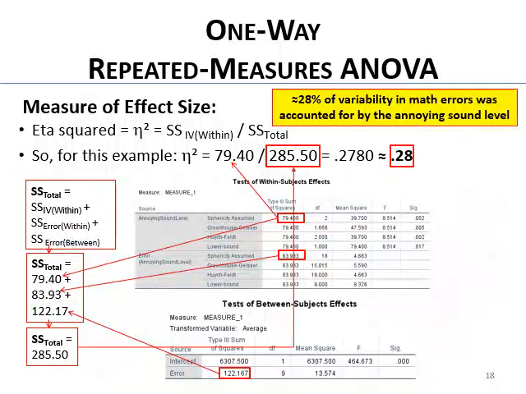So what's that all mean? Well, it means that about 28% of the variability in math errors could be accounted for by what annoying sound level is playing. That is the independent variable.